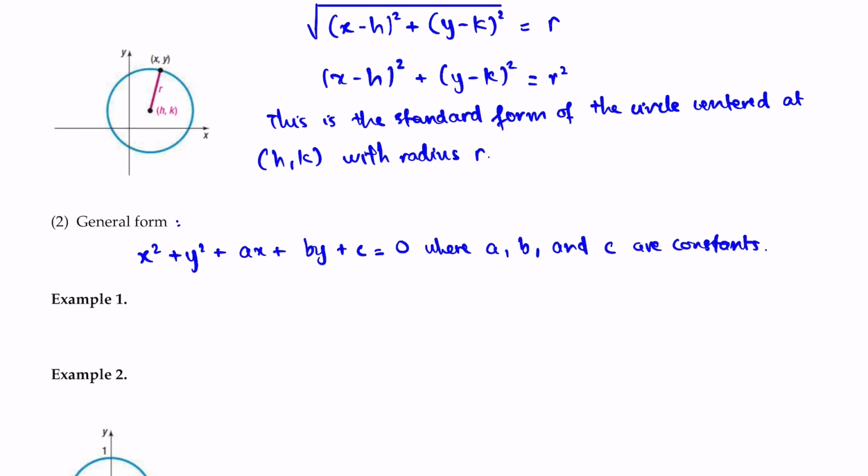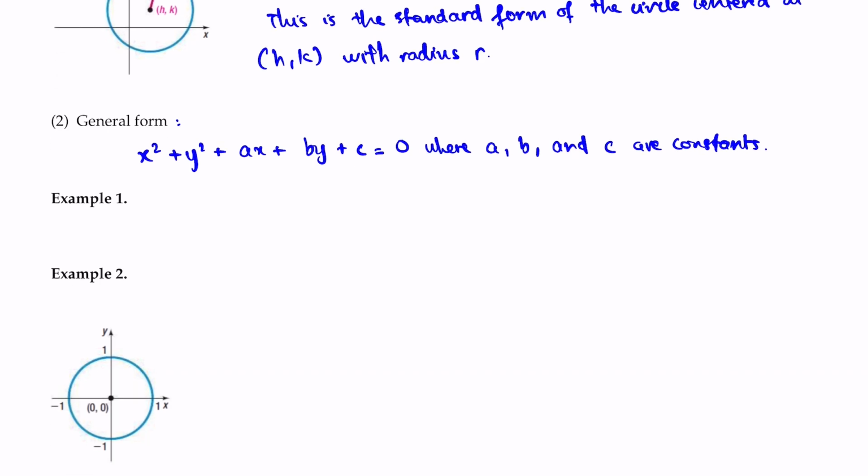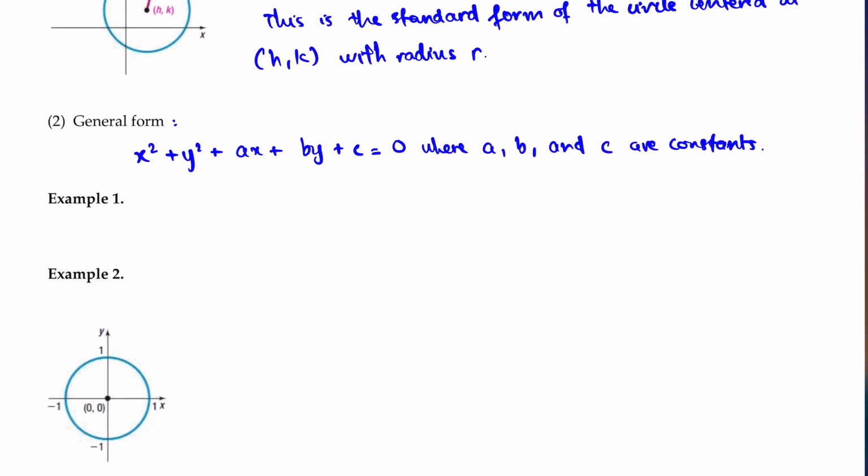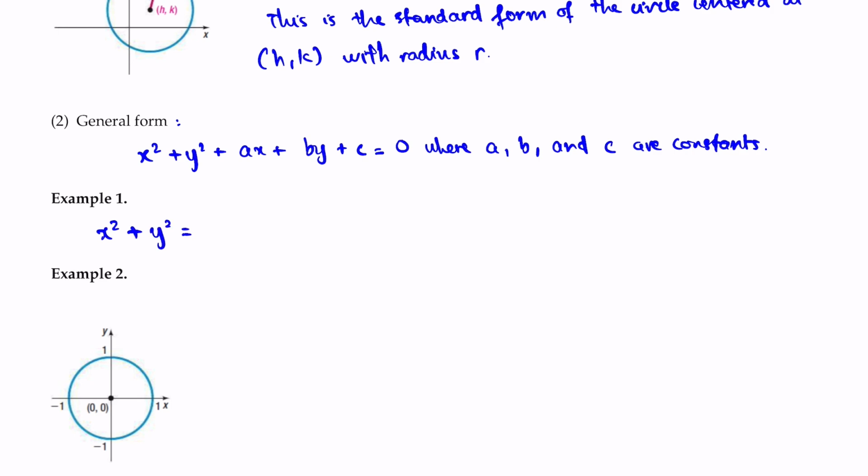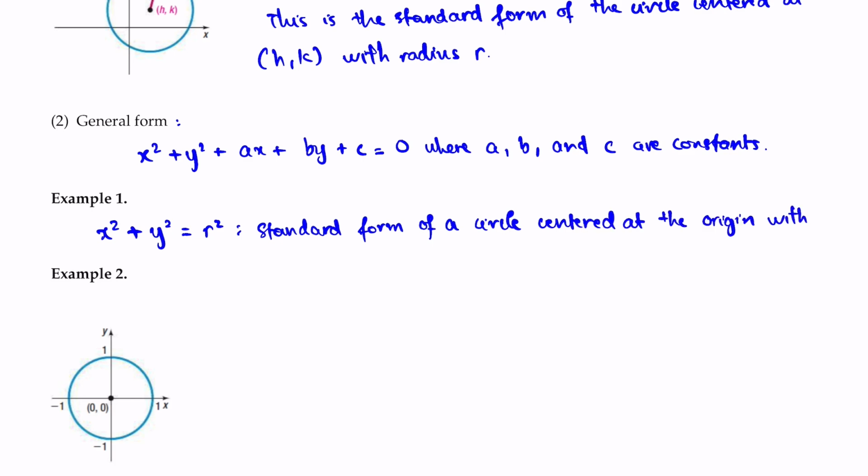Now, you're going to see a lot of circles later on in this course when we get to the trigonometric part of the course. But for now, I'm going to introduce to you two equations of circle. The first equation is x squared plus y squared equal to r squared. This is the standard form of a circle centered at the origin with radius r.